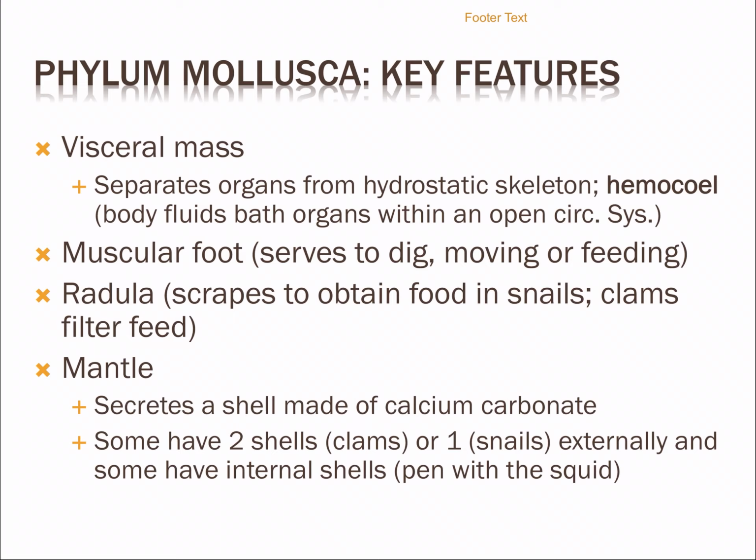And the mantle is what secretes the calcium carbonate shell. Depending on the type of species, whether we're talking about a clam, it's going to have two shells or one shell externally, and some have internal shells. Like with squid, they have a pen inside of them, which is their internal shell. And the production of those shells made of calcium carbonate is heavily influenced by the pH of the water. So we see that when there's ocean acidification taking place, these mollusks can no longer make their shells, and we lose them as part of the ecosystem, which can be potentially devastating.